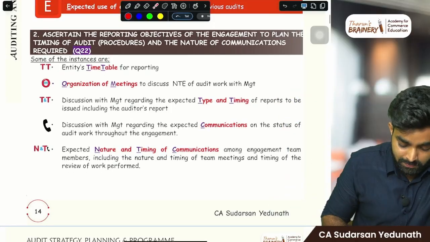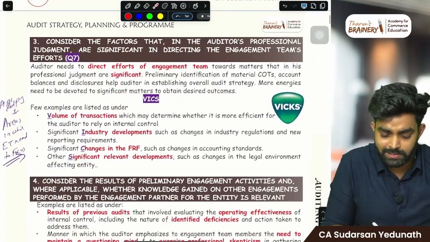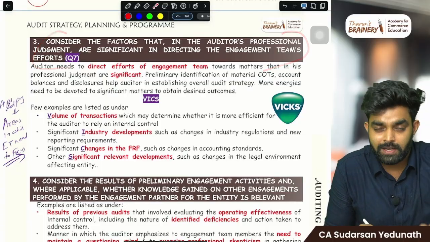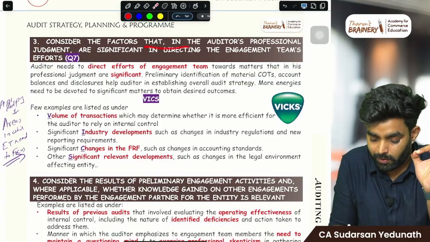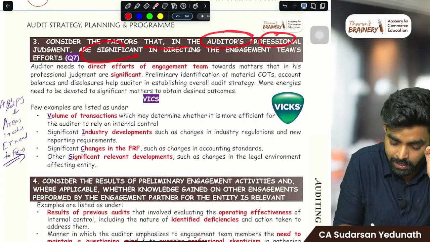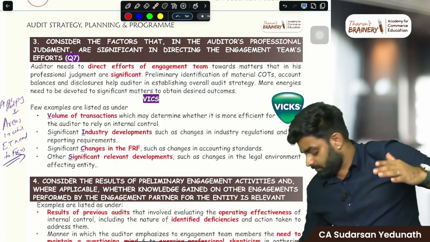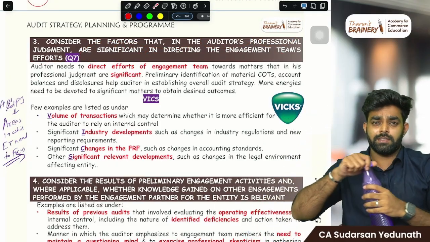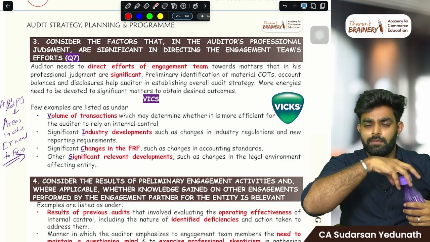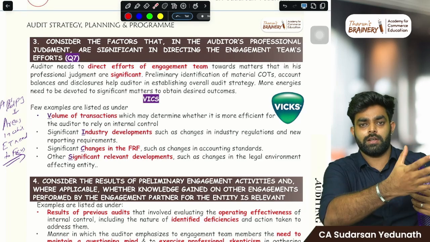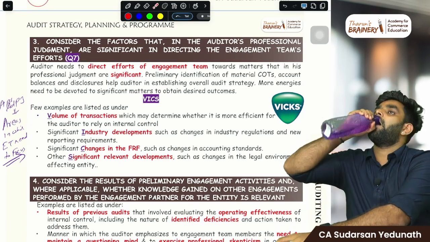Okay, then this is a very simple thing. Consider the factors that in the auditor's judgment are significant in directing the engagement team's efforts. Sometimes the auditor may feel there are certain factors during the audit where our engagement team needs to focus.